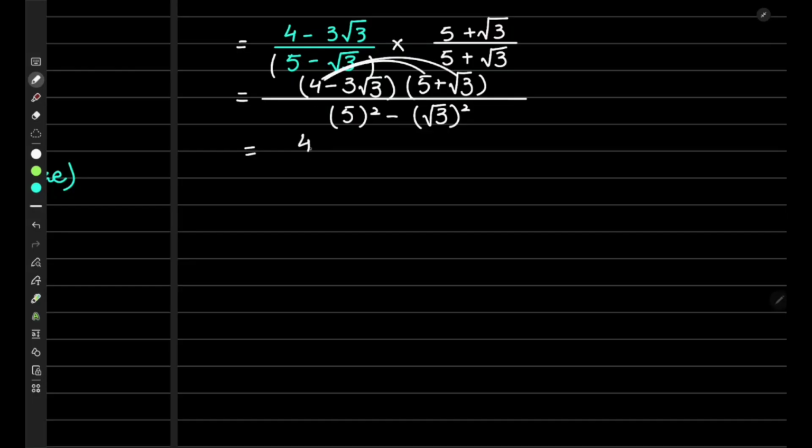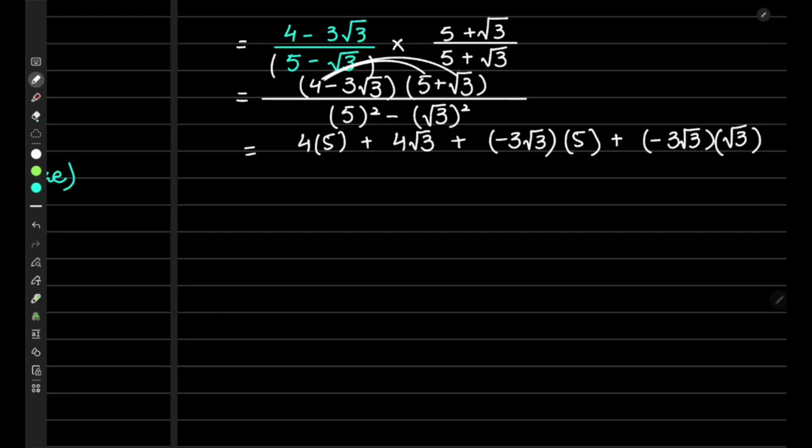So it will become 4 times 5 plus 4 times root 3, plus the second term with the first term. I am taking the sign inside. So minus 3 root 3 times 5, plus minus 3 root 3 times root 3. This is how you will multiply expanded brackets in the numerator, and the denominator you just solve. 5 square is 25 and root 3 square is 3.